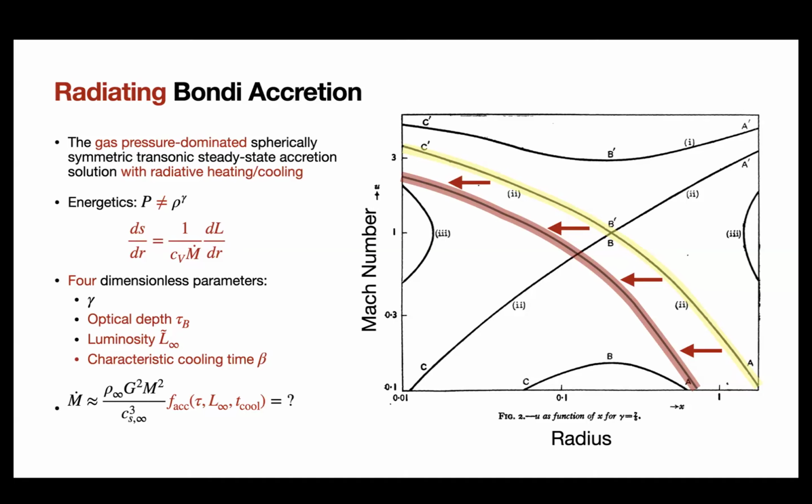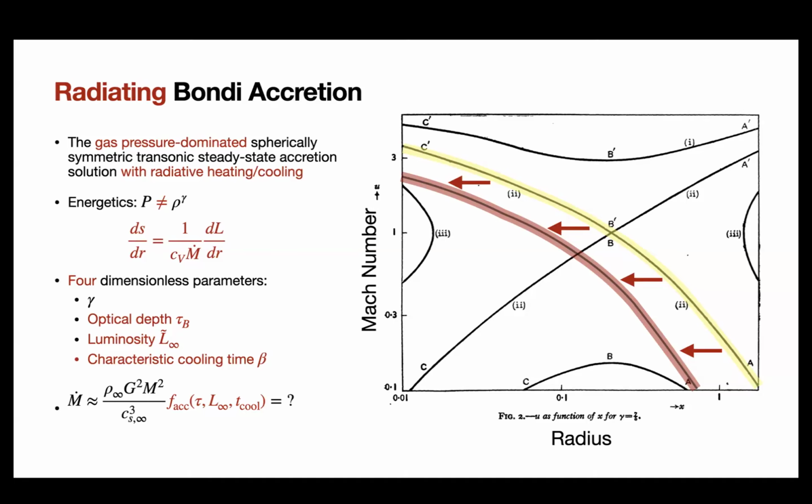In including this radiative feedback, we now introduce three other dimensionless parameters to the problem, all of which are quantities related to the radiative properties of this flow. You have the optical depth, specifically the optical depth through the Bondi radius. You have some characteristic luminosity of this accretion, and then you also have a characteristic cooling time.